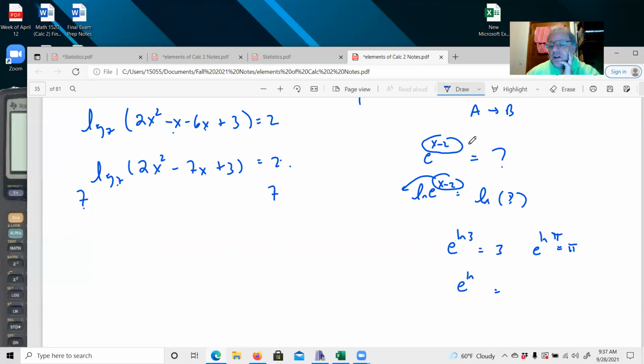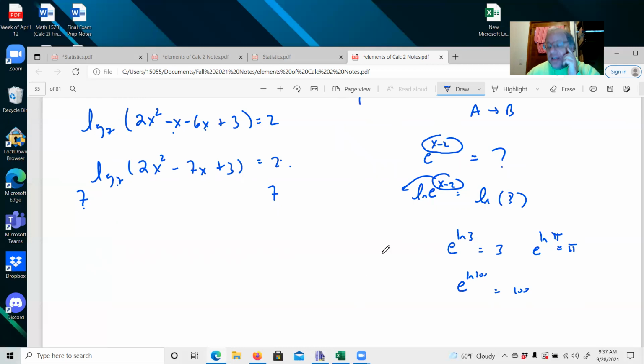E to the natural log of 100 equals 100. Try it on your calculator if you don't believe me. But that's a rule, that's how that works. So 7 raised to the log base 7 of this, which is just whatever was there, this is 2x squared minus 7x plus 3.